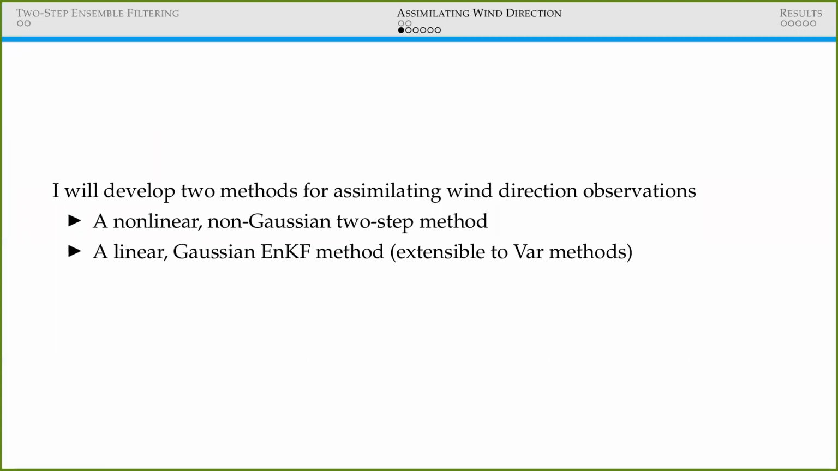In this talk, I'm going to develop two methods for assimilating wind directions. The first is going to be a genuinely nonlinear, non-Gaussian method that relies fundamentally on this two-step framework. I appreciate, though, that not everybody has access to software that implements a two-step approach. The DART software package does, but not everybody uses DART. So I'm also going to develop an approximate approach that can be used with regular EnKFs and also with variational methods.